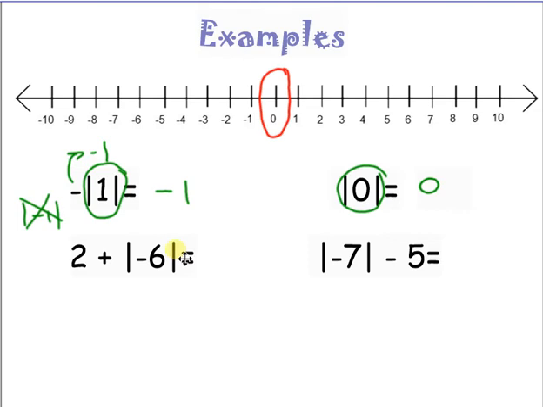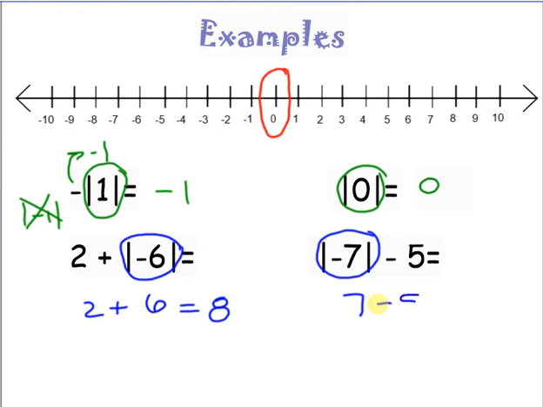Okay? Now we're going to get a little bit more tricky here. Again, circle your absolute value first. What is the absolute value of -6? 6. And then rewrite the rest of the problem. And now, what is 2 plus 6? 8. Okay? Again, I see an absolute value, I'm going to circle it. What is the absolute value of -7? 7. And then rewrite the rest of the problem. What's 7 minus 5? 2.